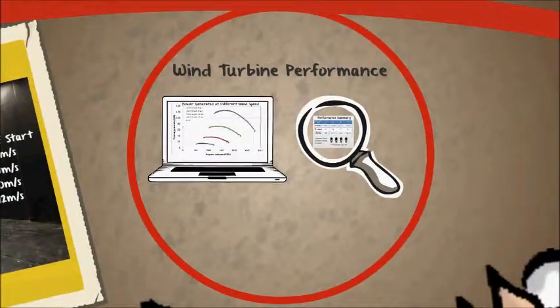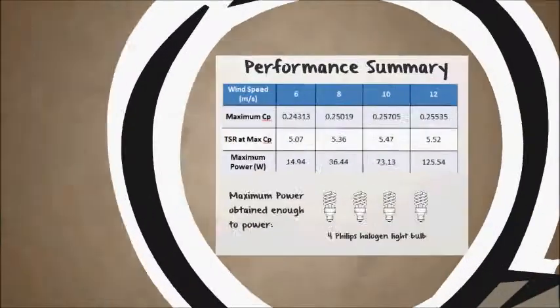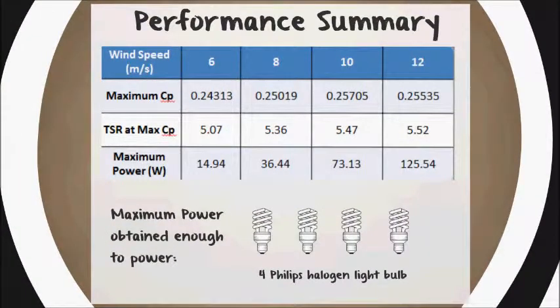Here's a summary of the wind turbine performance at different wind speeds. The graph shows how the power varies with the RPM of the turbine at each wind speed. Using the plot, we are able to obtain the maximum power at each wind speed, as well as the max CP at its corresponding TSR.